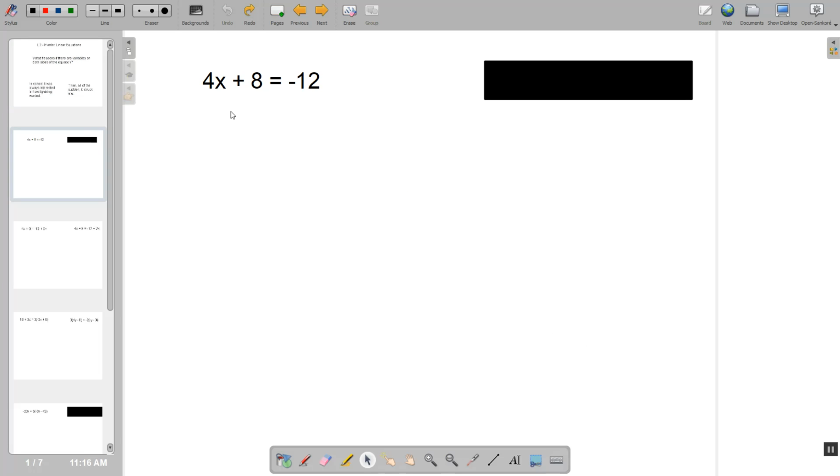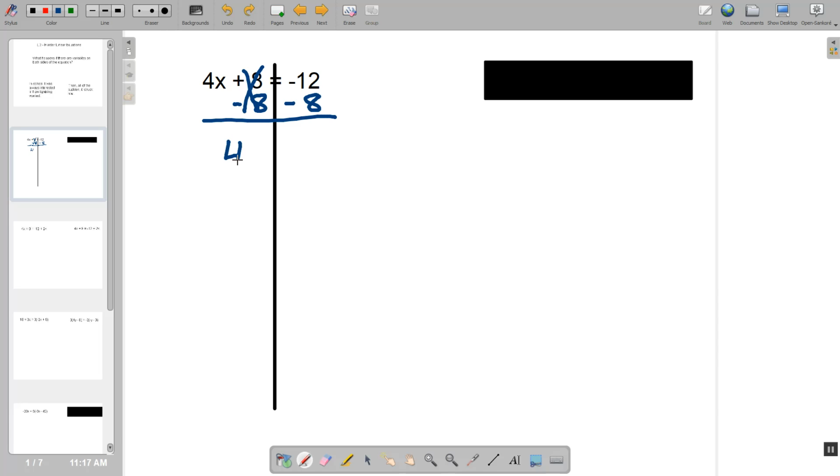So let's review what section 1 looked like. Since we only have one x in our problem, we can simply draw our line down the equal sign, and we can solve it just like we did last section. We're going to subtract 8 from both sides. This becomes 0. So I get 4x equals negative 20. And from here, I'm going to divide both sides by 4. And so I get x, or 1x, is equal to negative 5.